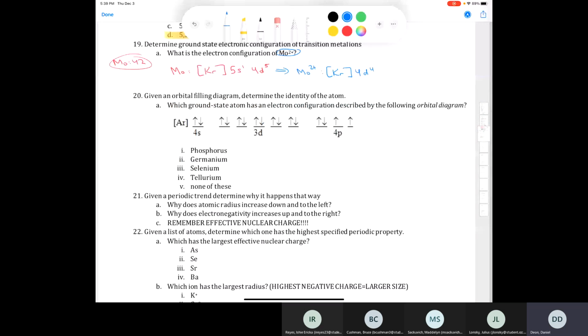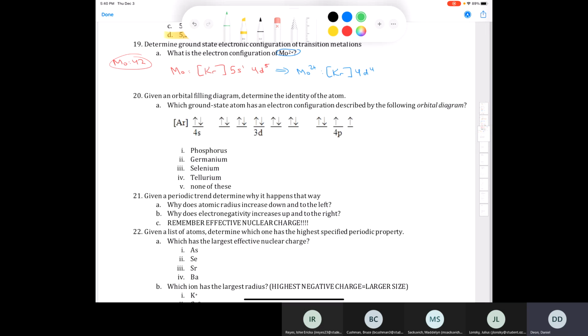Maybe I need to print out a bigger periodic table. Or, all right, what question am I on? Number 20. Okay, let's go.